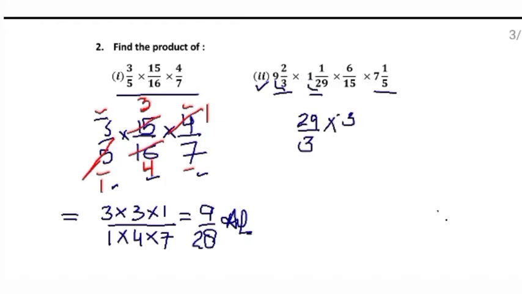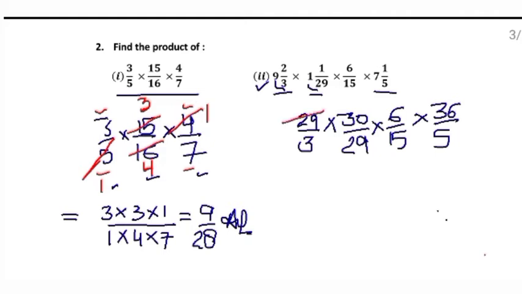Multiply 30 upon 29. Multiply 6 upon 15. Multiply 5 7s are 35 plus 1, 36 upon 5. Now check, is numerator or denominator both are divisible by any same number. This 29 and this 29 both are divisible by 29. 29 ones are 29, 29 ones are 29. Or you can directly cut them.